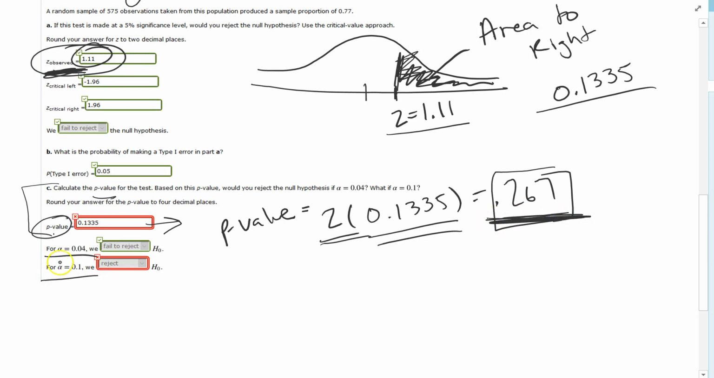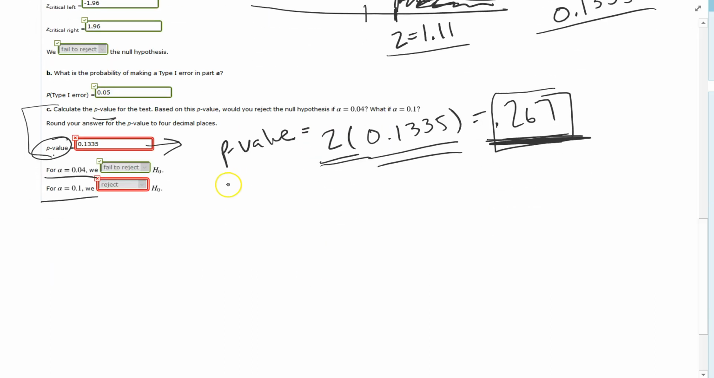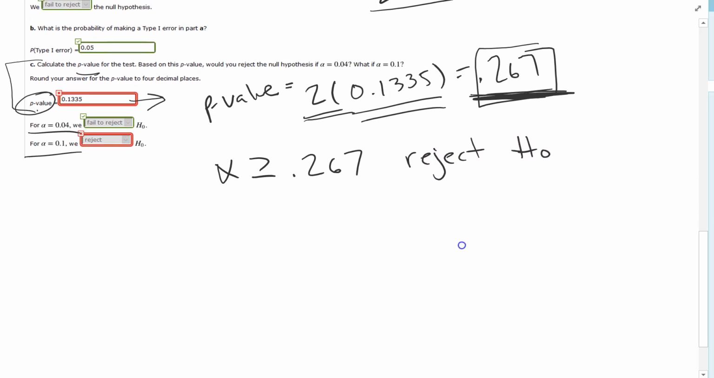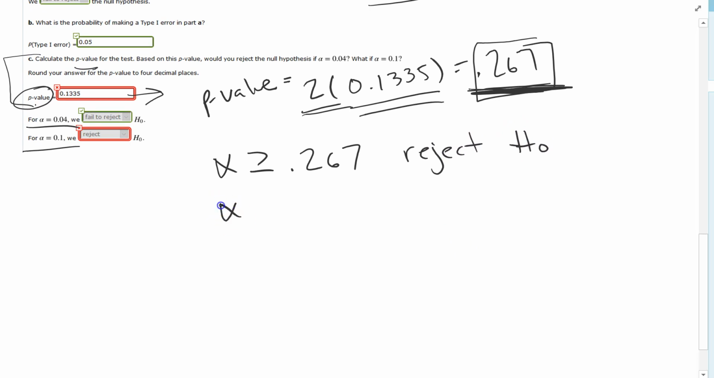So for alpha at 0.04 or at 0.1, it turns out you're going to fail to reject both of them because alpha falls below that p-value. Another way we can say it is, for any alpha greater than or equal to 0.267, we're going to reject the null hypothesis, and for any alpha less than 0.267, we are going to fail to reject it.